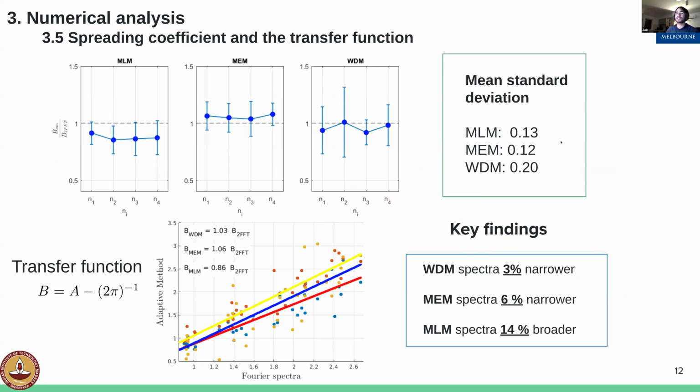To obtain the transfer function, we plotted the spreading coefficient from the adapted method against the one obtained with the Fourier analysis. Then we just did a linear fit to see the tendency of each of the methods. With this fit, we found that WDM spectra were 3% narrower, MEM was 6% narrower, and MLM spectra was 14% broader.